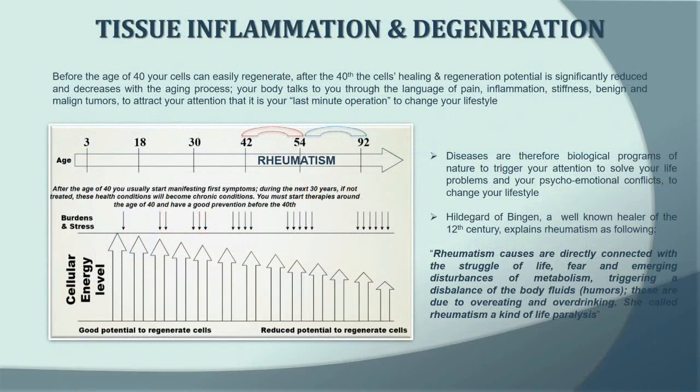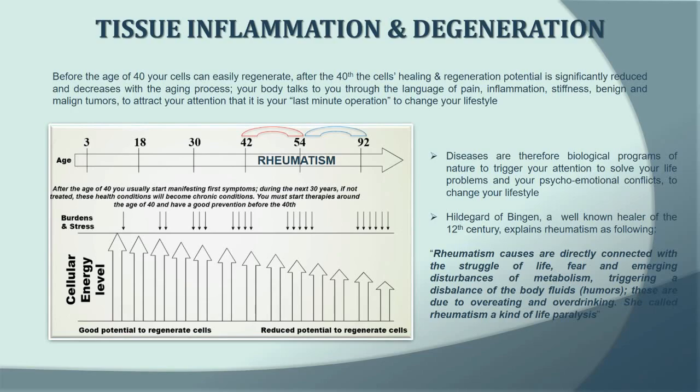Let's talk a little bit more in depth about tissue inflammation and degeneration. Before the age of 40, your cells can easily regenerate, but after your 40th birthday or thereabouts, the cell's healing and regeneration potential is significantly reduced and decreases with aging.